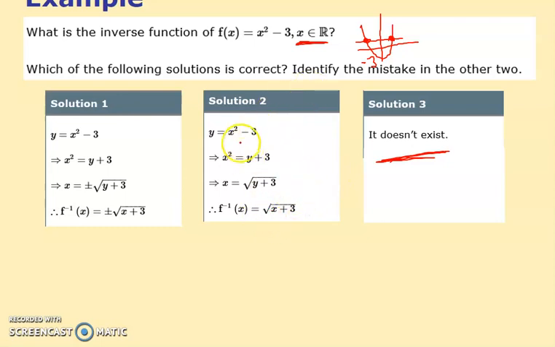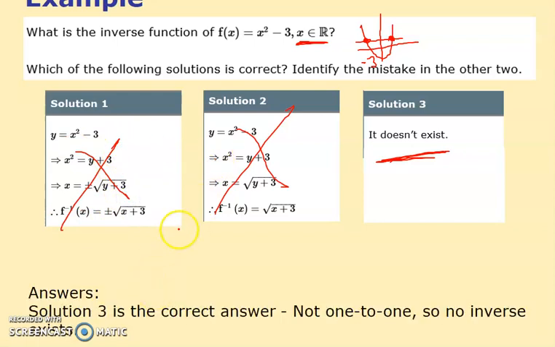So look, the algebra here is fine, but it's wrong because there isn't an inverse function because it's not one-to-one. Likewise this, plus or minus. No, can't be right because it's not one-to-one. So solution 3 is the correct answer, not one-to-one, so no inverse exists.